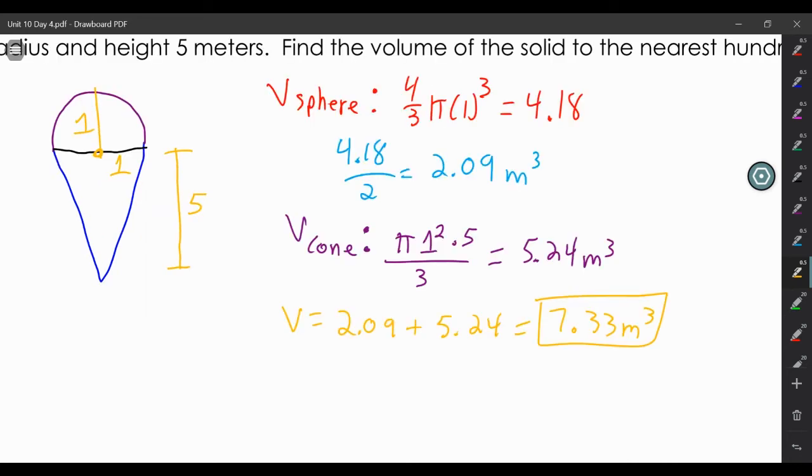Okay, so look at what I got. Final answer is 7.33. And you can see my work for the sphere and the cone. I remember when I found the volume of the sphere, I then later divided by 2 to get the volume of the half sphere.